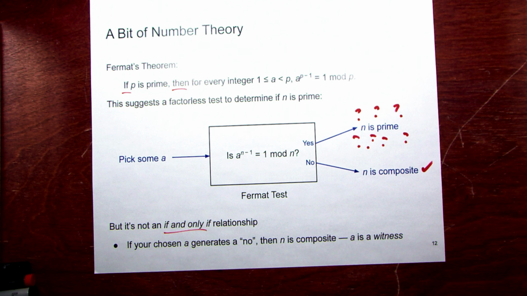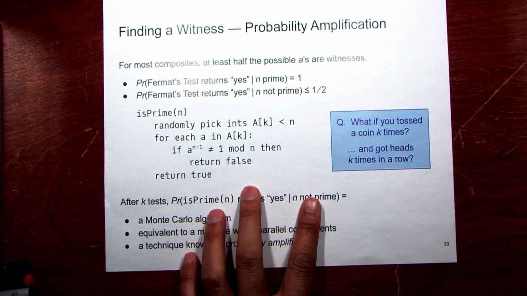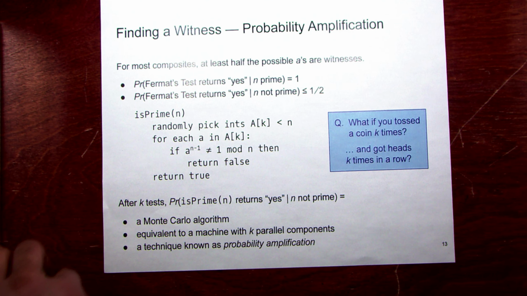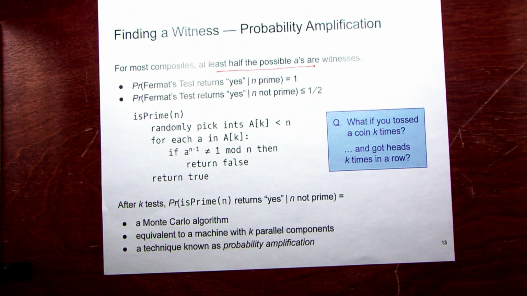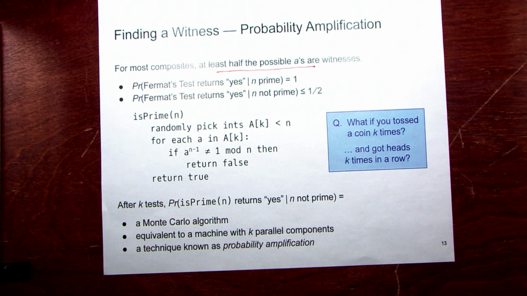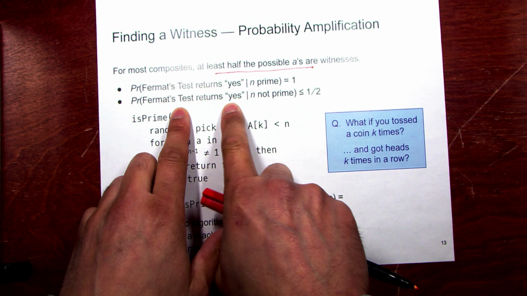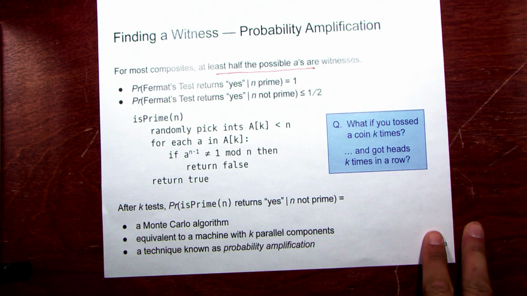So what do I mean? For most composite n, at least half the possible a's are witnesses. It's usually a lot more than half, but half is good enough. So the probability that the Fermat test returns a yes if n is prime is 100%, so it works for every single thing if it's a prime. And the chance that it returns a yes if n is not prime is less than or equal to a half. It's probably a smaller number than that, but a half is good.